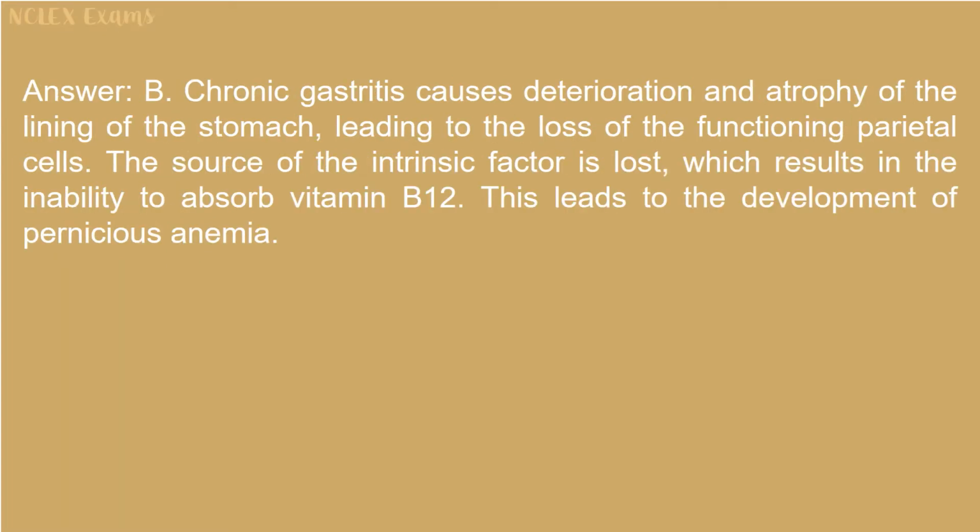Answer B. Chronic gastritis causes deterioration and atrophy of the lining of the stomach, leading to the loss of the functioning parietal cells. The source of the intrinsic factor is lost, which results in the inability to absorb vitamin B12. This leads to the development of pernicious anemia.